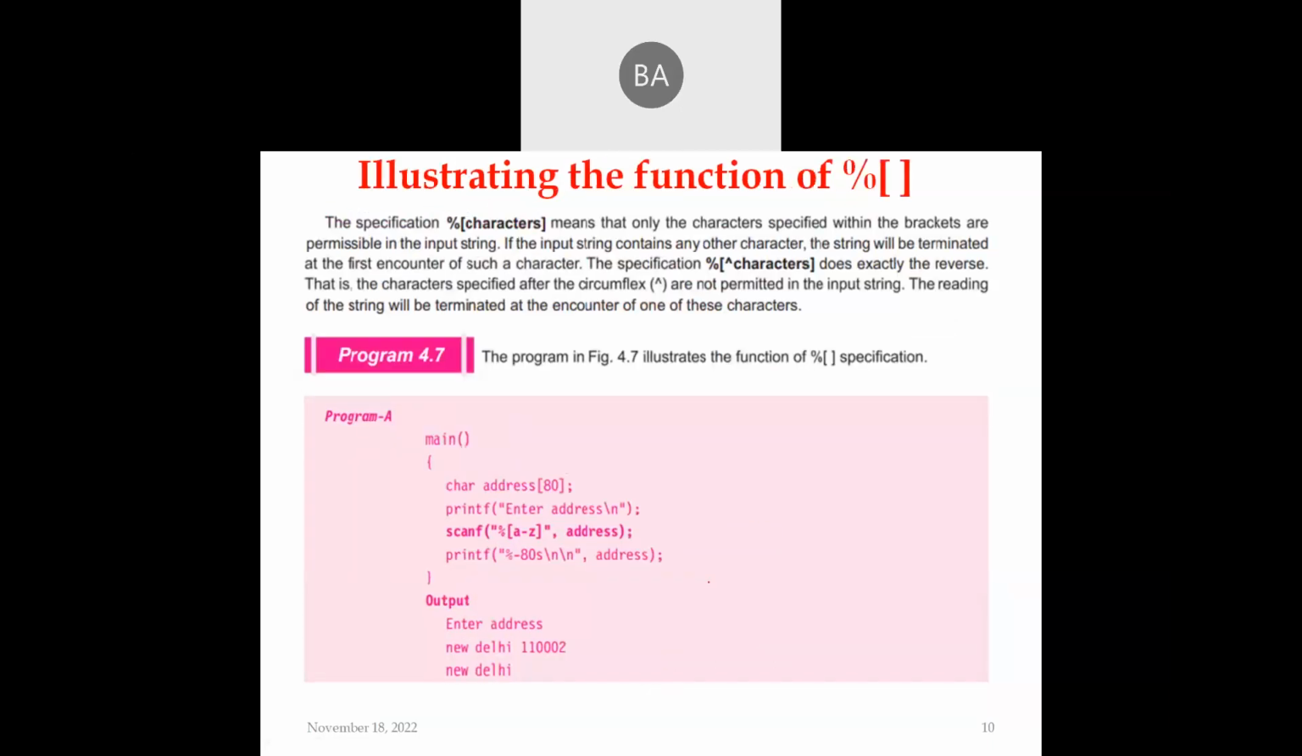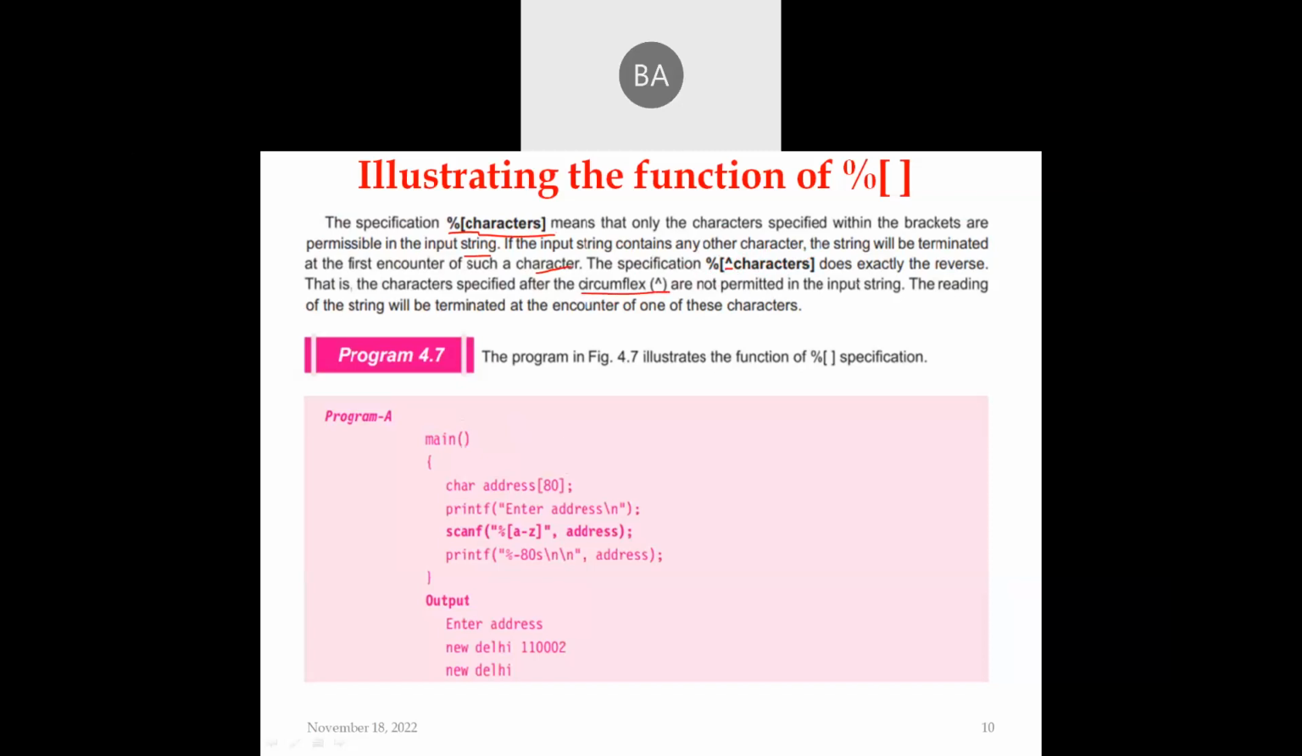Then another important specification with scanf is percentage followed by characters enclosed in square braces. It means that only the characters specified within the brackets are permissible in the input string. If the input string contains any other character, the string will be terminated at the first encounter of such a character. Similarly, percentage caret of characters does exactly the reverse: excluding the characters specified in the square braces, it will read everything else. This is called the circumflex character.